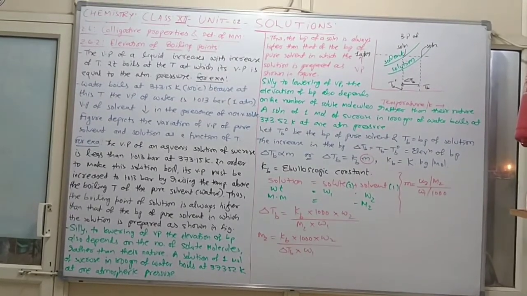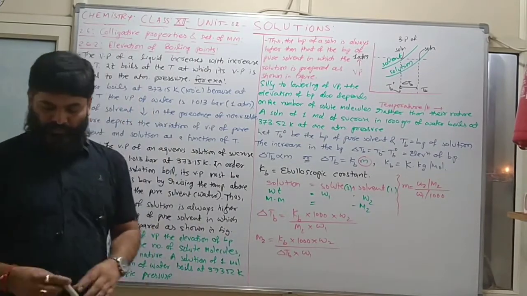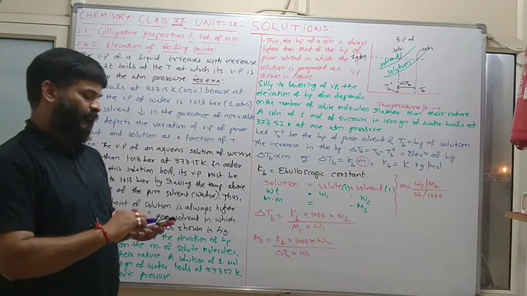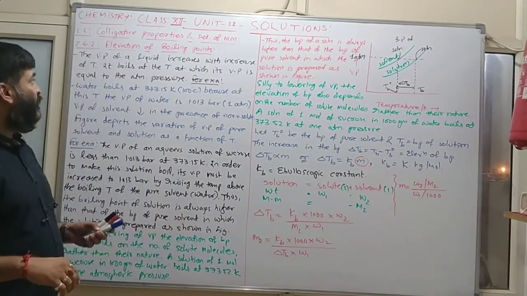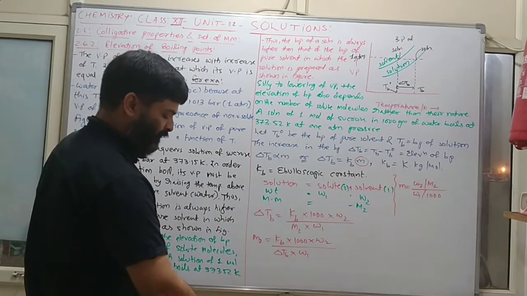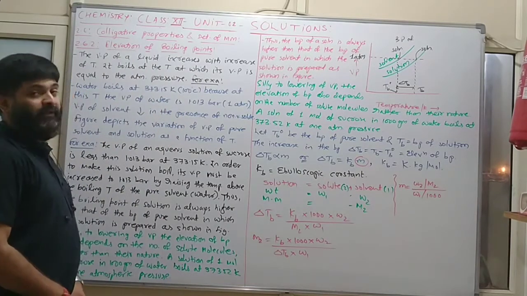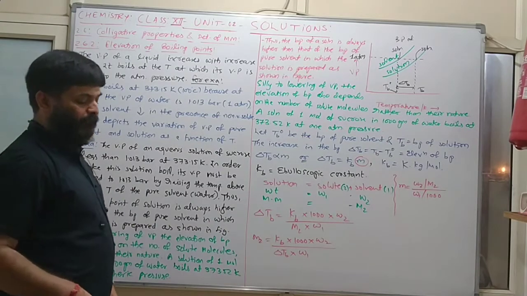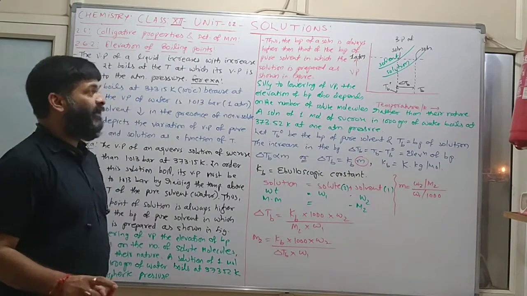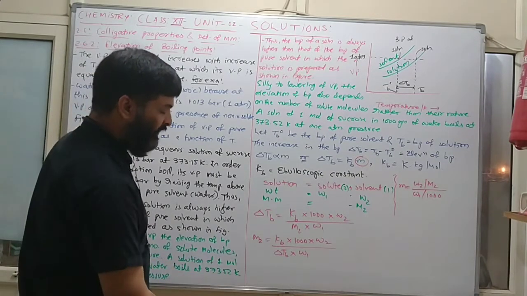Now this is colligative property. In case of colligative property, four different types of properties are there. One is relative lowering of vapor pressure, which is already completed. Now we will discuss here elevation of boiling point.